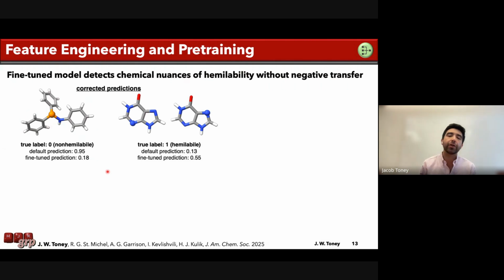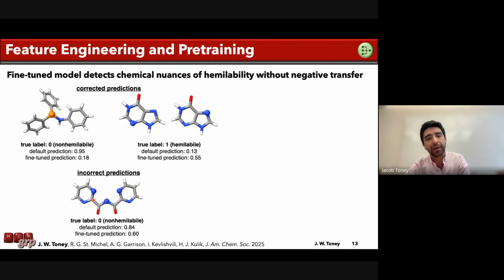We have another example here where this ligand truly is hemilabile. It's kind of challenging to look at because it is highly symmetric, but it's these two nitrogen atoms that can coordinate, both of which are distinct. The default model is very confident that this is not going to be hemilabile, but the fine-tuned model got a prediction of 0.55, which rounds up to 1, which is more correct, more accurate.